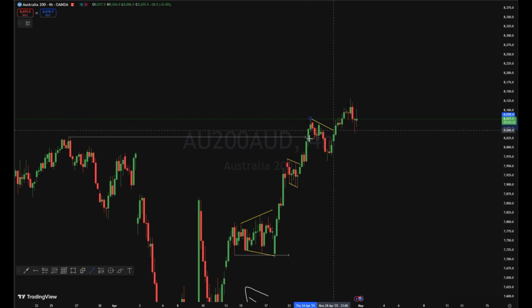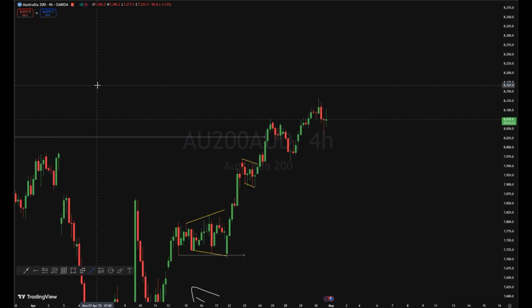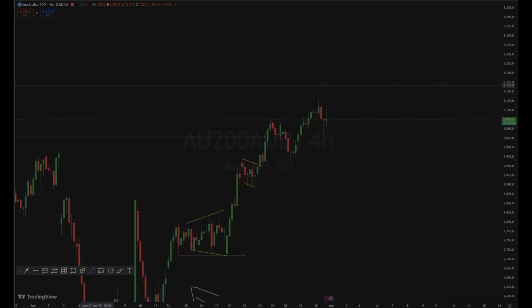You get it? So I was planning to sell right there, but I didn't sell. The reason is we had this kind of correction. Okay, and then let's go straight to the 1 hour. I just want to show you the pattern identification, guys.